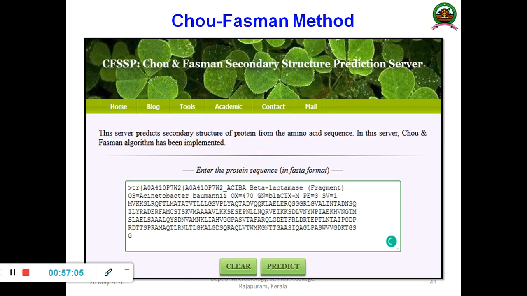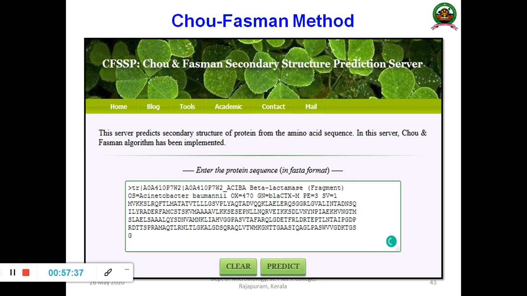Now I will show you a couple of examples of how you will be able to do a secondary structure prediction. So this is Chou-Fasman. How do I get this page? Simply you go to Expasy, under secondary structure prediction. Under that you can see more than 25-30 different tools. Whatever I have told is a very limited number. So many tools you can see, and one such tool is Chou-Fasman.